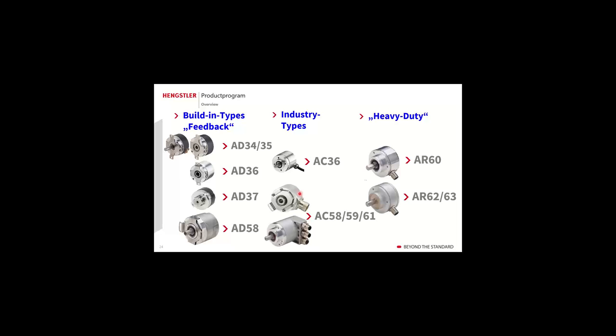Talking about absolute encoders, we have the smallest absolute encoders, 20 mm in length and 30 mm in size, with 22 bit resolution. We have small absolute motor feedback encoders which are used in servo motors. Bosch Rexroth and Siemens are huge customers for Hengstler and use our absolute encoders in their servo motors. We also have the industrial duty absolute encoders, plus robust heavy duty encoders which have marine approval and are used in different applications.